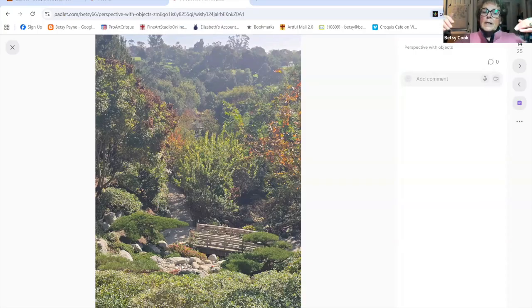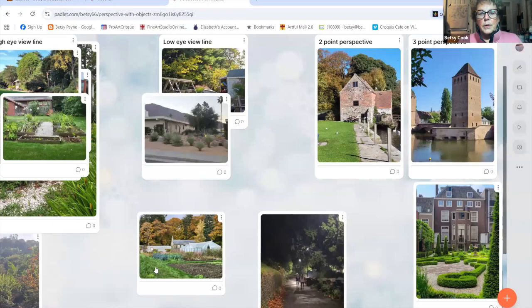So the idea is you entrench, and when you're doing something like this, you write immediately in your sketchbook, looking down. So you really create that sense of looking down. So that's a low one.